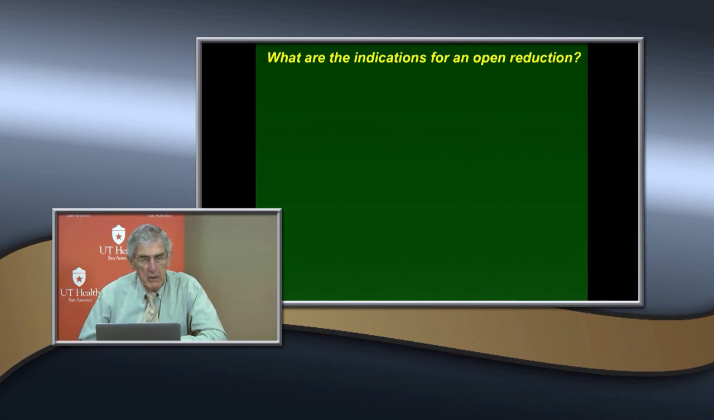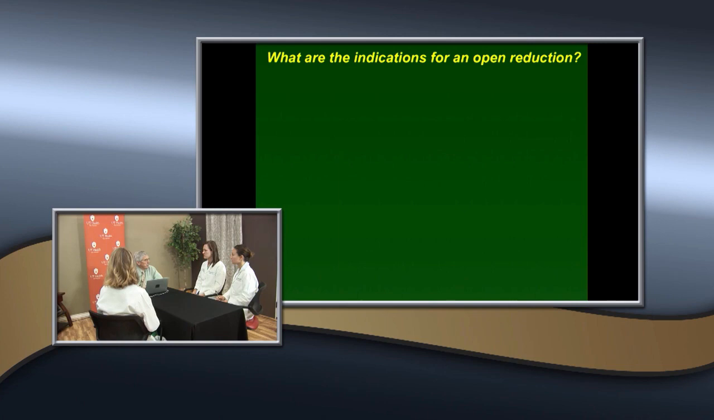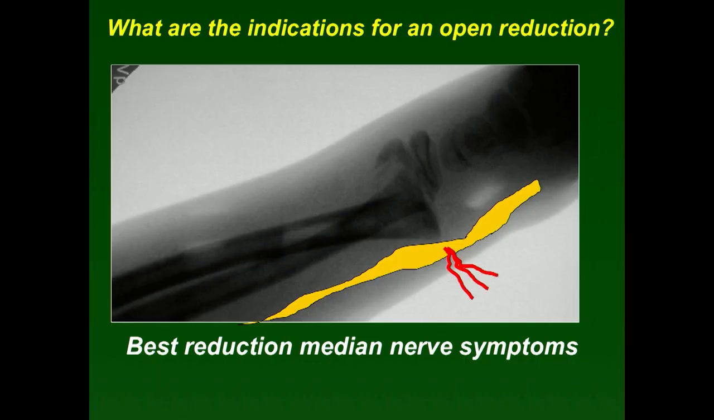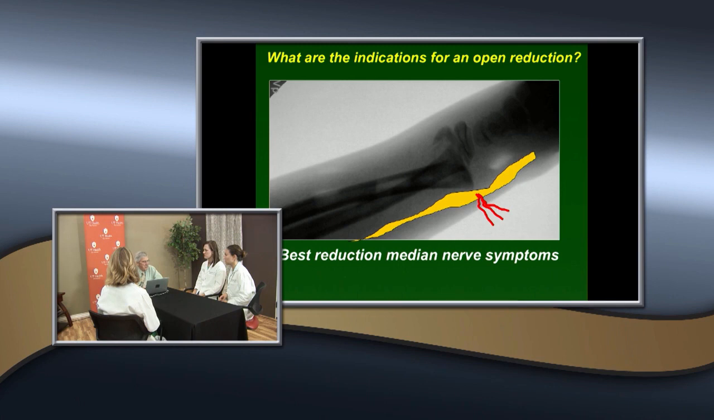Now, what about an open reduction? What would you think would be the primary reason for a closed fracture but an open reduction? There's concern in neurovascular structures. That's right. That's very good. Here's a good example. This patient had had the best reduction. They had tried twice to do this, and this patient still had numbness in the hand and median nerve symptoms. You going to leave this alone? Let it remodel? No. No.